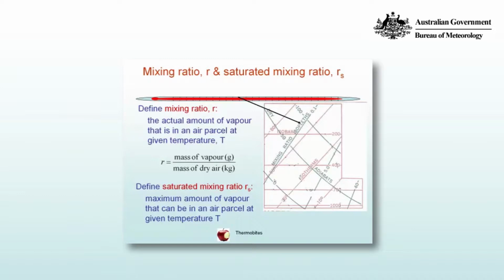We can also define the saturated mixing ratio RS as the maximum amount of vapour that can be in an air parcel at a given temperature T. So for a given temperature T, we'll have a given evaporation rate, and if there's sufficient liquid water available to evaporate, the air eventually becomes saturated with the amount of water vapour in grams over the mass of dry air in kilograms being equal to RS.